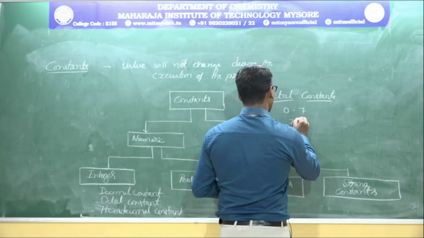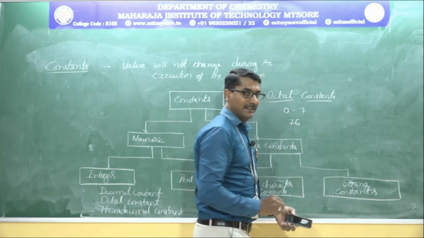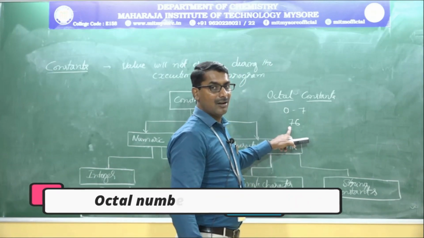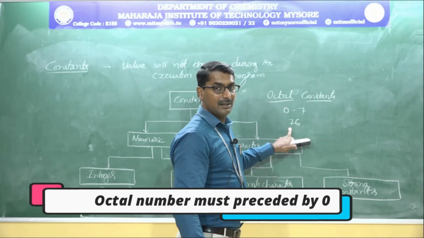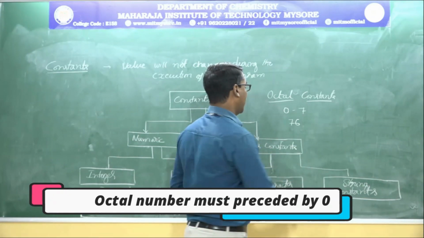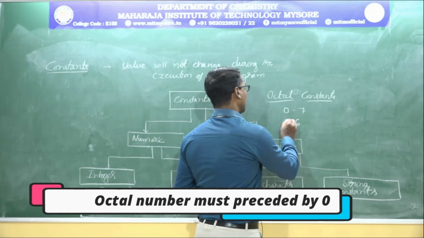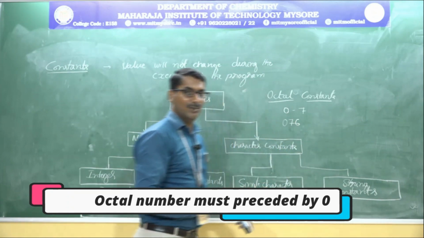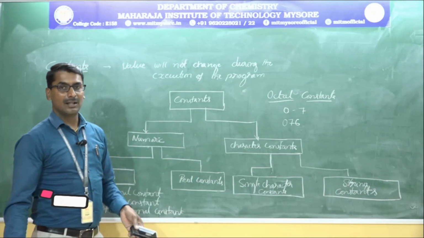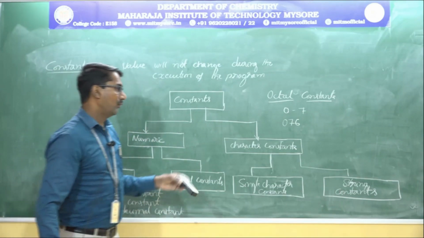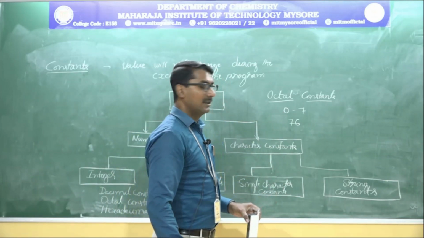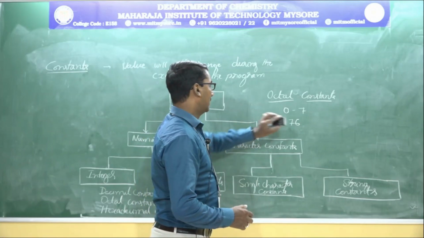Example, 76. If you write 76, this is not an octal constant, this will be a decimal constant. Now if you want to define this as an octal constant, then you need to write 0 in front of the number. So the number preceded with 0 is the octal constant or octal number. Without 0, this number is a decimal number. So this is very important.